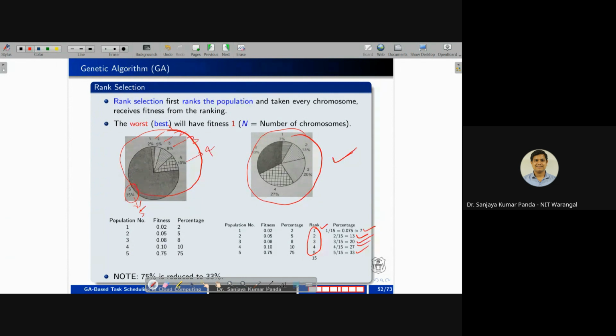Rank selection ranks the population, and every chromosome receives its fitness from the ranking. It is based upon the ranking, not upon the probability. So every individual will get some space in the wheel, and there is a likely chance that more individuals will get selected. You can see 75 is reduced to 33, which is obviously a good solution, right?